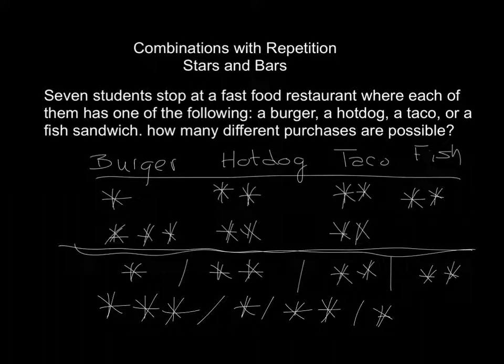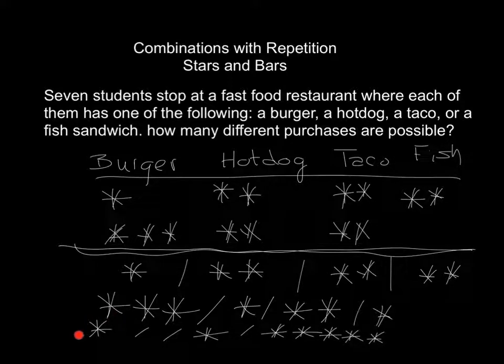1, 2, 3, 4, 5, 6, 7. So this would represent, let's see, let me get the marker, 3 burgers, 1 hot dog, 1 taco, 1 fish sandwich. Let me do one more order. This is going to represent 1 burger, no hot dogs, 1 taco, and 5 fish sandwiches.